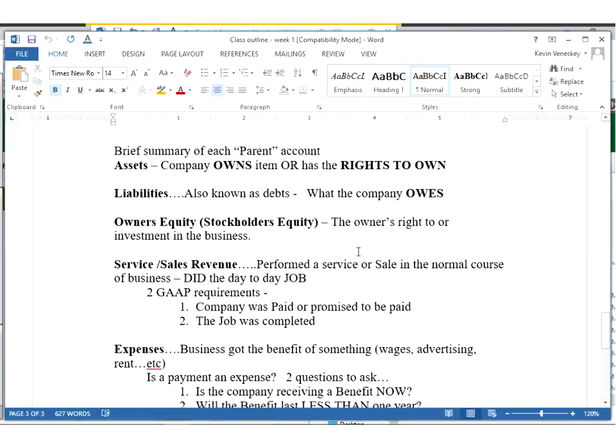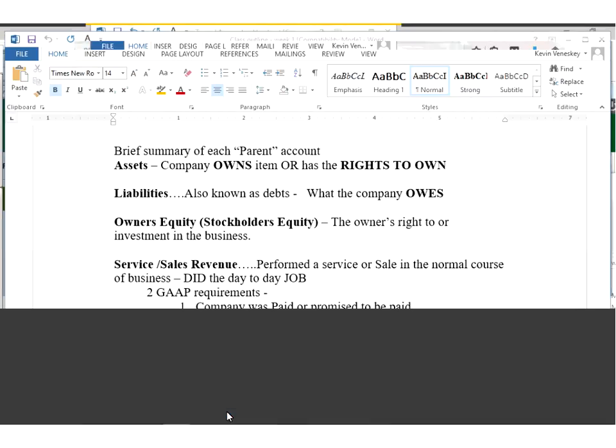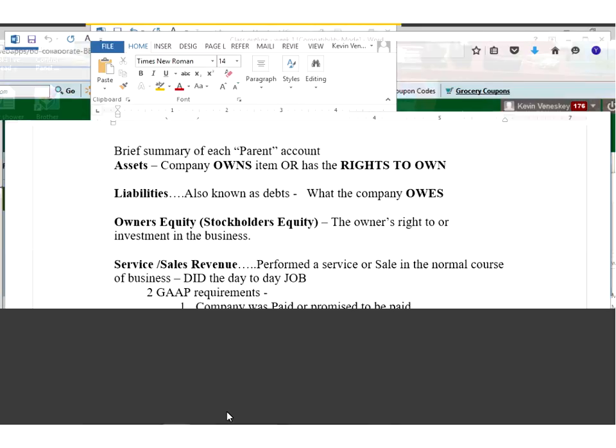Owner's equity. Owner's equity is simply what does the owner have invested into the business, and then we also use owner's equity to show what the owner has taken out of the business. We call that a dividend. Let's look at some of the accounts. So this will kind of help explain it.